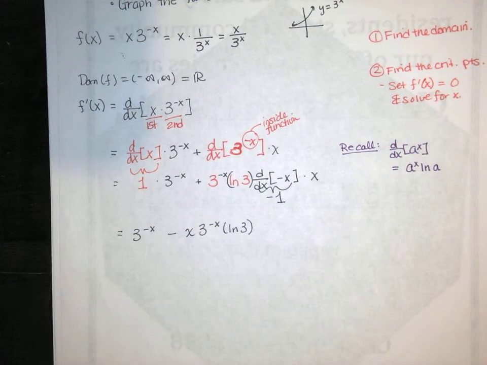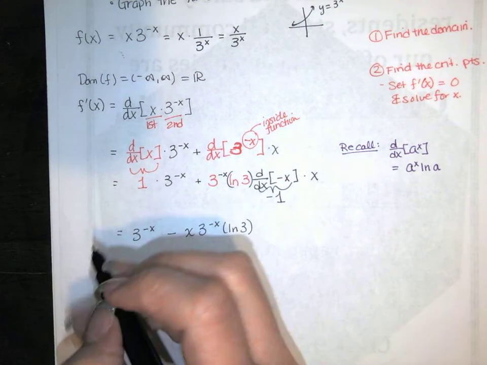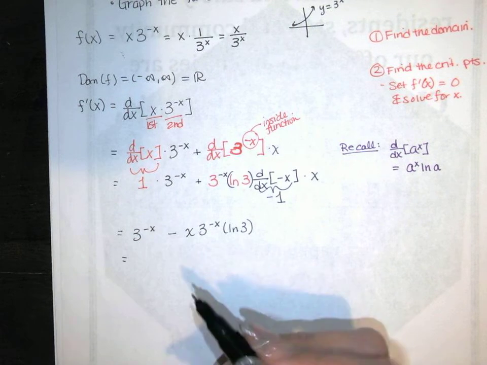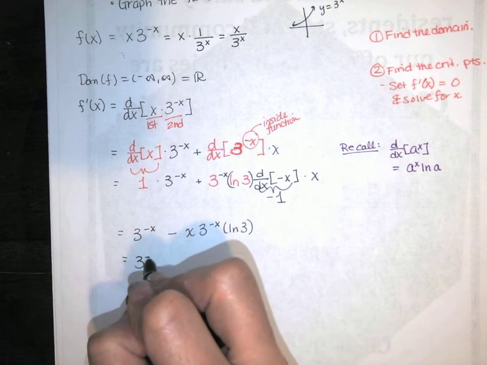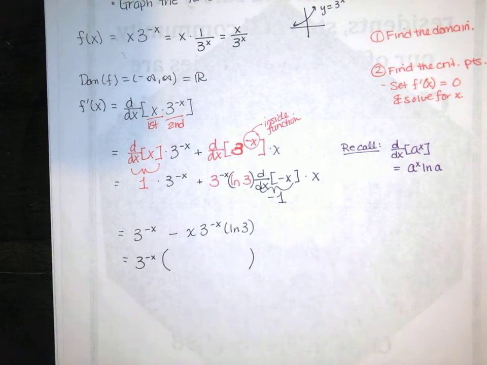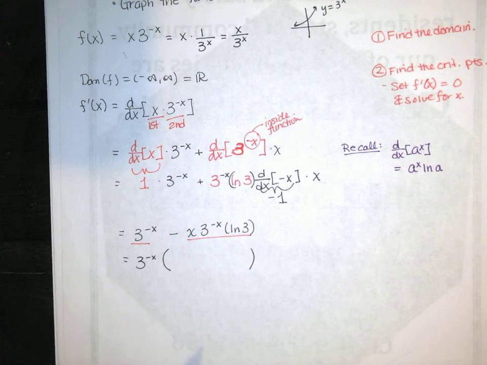This almost always requires factoring, if the expression that we have here factors. And this one does factor. I can factor out that 3 to the negative x, because I'm looking at this as a term and this as a term, and they both have the 3 to the negative x in common.